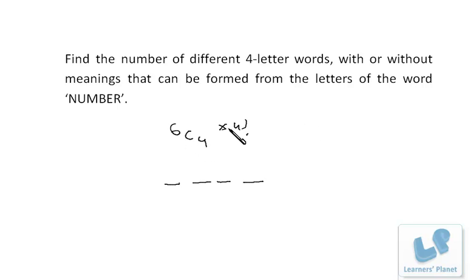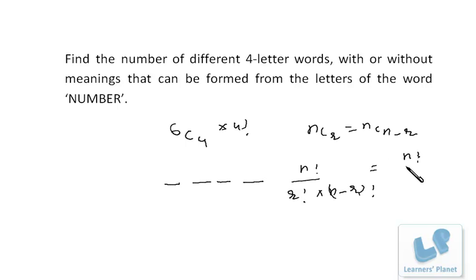6C4 is what? Friends, actually nCr is equal to nC(n minus r), right? Why is it happening? Since n factorial by r factorial into (n minus r) factorial, and this is also the same thing, n factorial by the difference of these two, that will be r factorial, then this term alone will be (n minus r) factorial, right? So both the formulas are same, both the expressions are same. So 6C4 is nothing but 6C2 into 4 factorial.